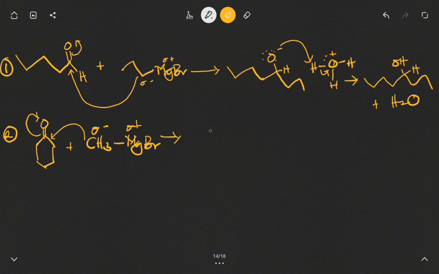going to have this intermediate where the oxygen bearing a negative charge. So of course we expect that the magnesium bromide is going to hang around this place since it is positively charged. All right, and then we are going to have the methyl group over here. So this is going to be a reaction intermediate.